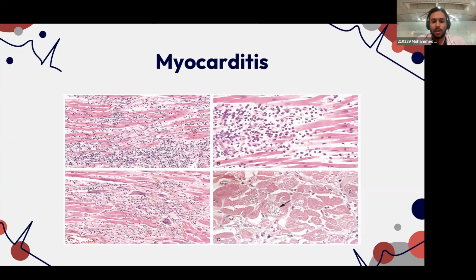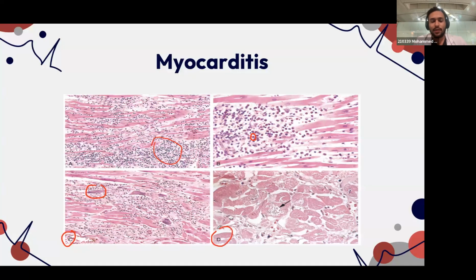B is going to be hypersensitivity myocarditis because of, for example, a reaction to drugs or something like that. Okay, so this is hypersensitivity. You can see some eosinophils here. Here it's all lymphocytic. Okay, C is giant cell. I have no other information, just that it has giant cells.